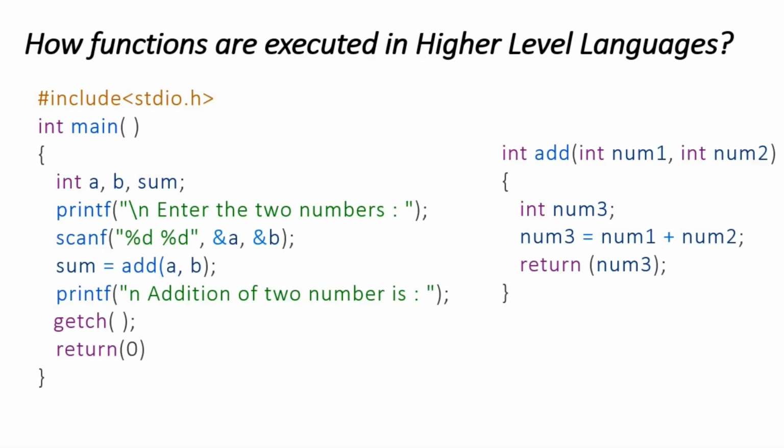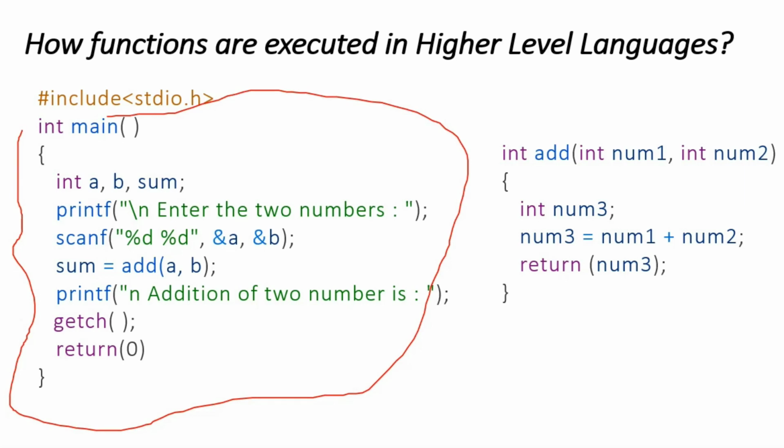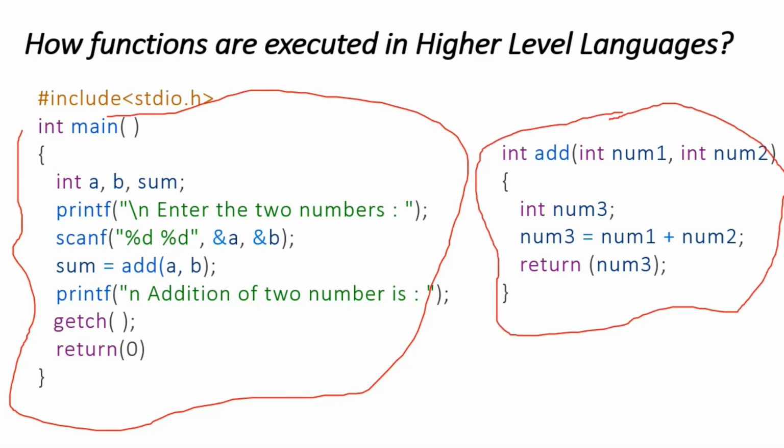Let us see one example of functions, nothing but subroutines, in higher level language. I have taken C language here and a program is written to add two numbers. So here this is the main program I have written and this is the function I have written, that is nothing but a subroutine. This function adds two numbers passed as parameters and returns the result or sum.